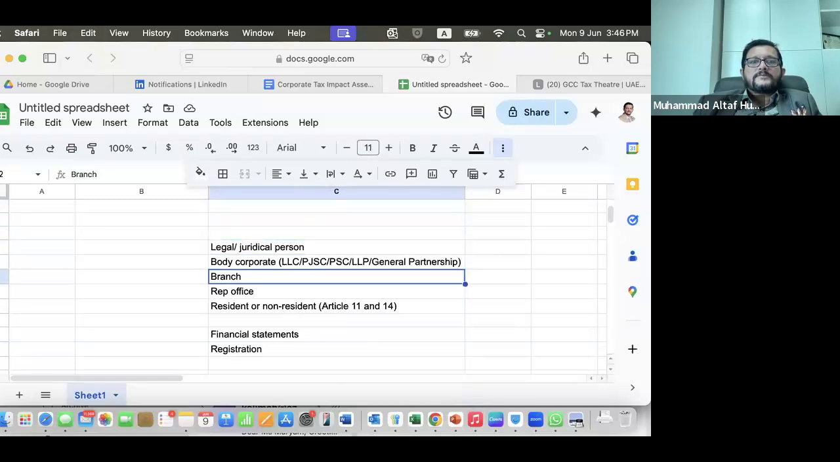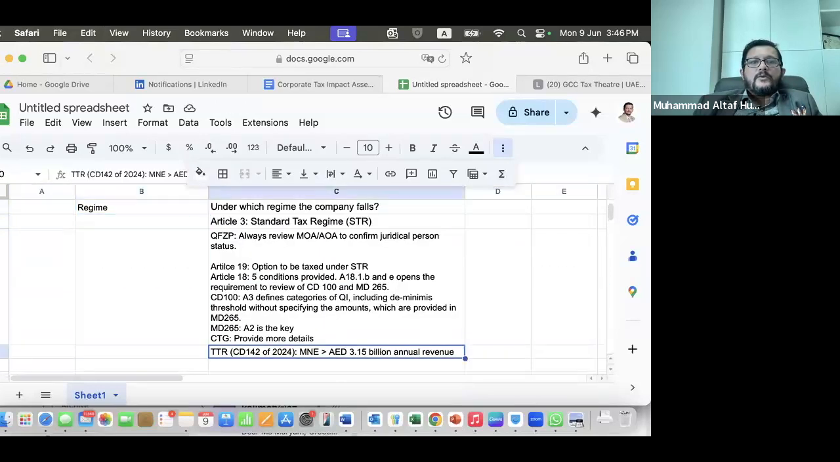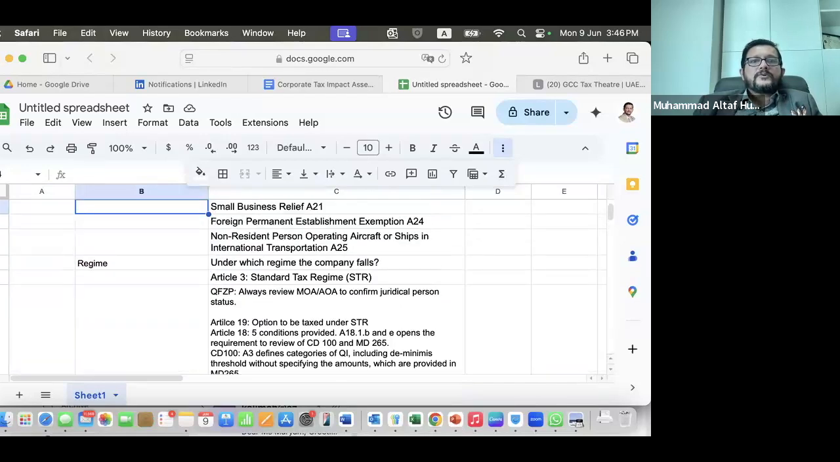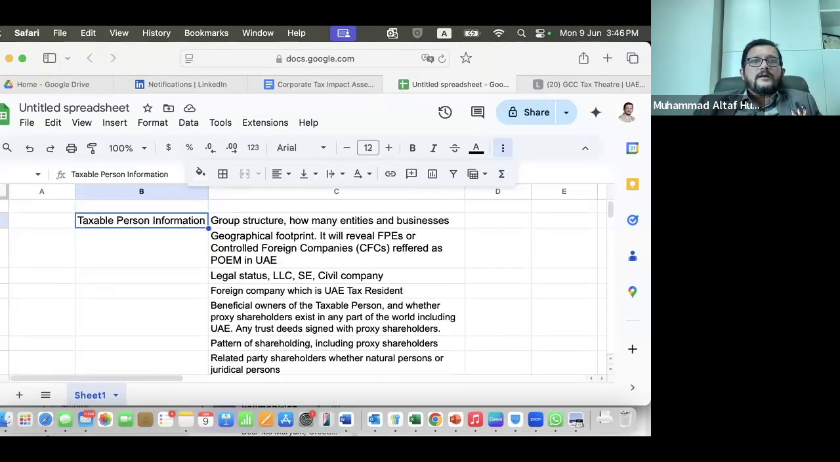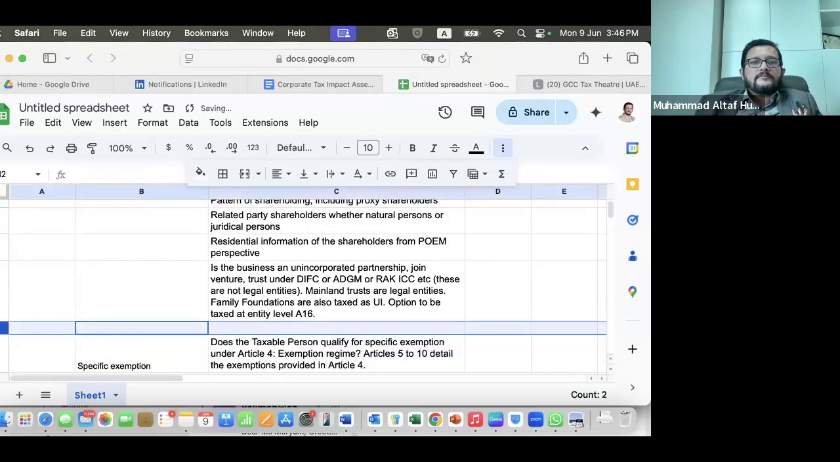So where does this branch thing go? This is a permanent establishment question, right? So it's a separate topic actually. PE. Yes. Okay, so we looked at the regime. Actually, this PE thing we should look at in the, we are addressing it in four. Yes, we did address it. We can include it here.